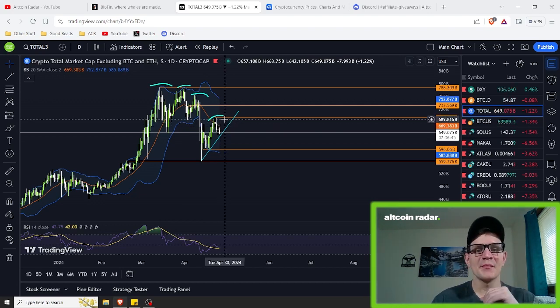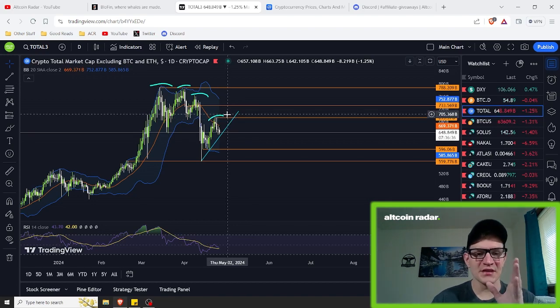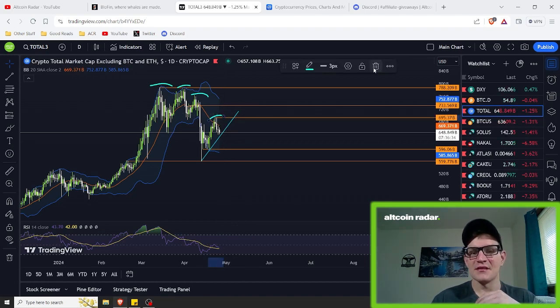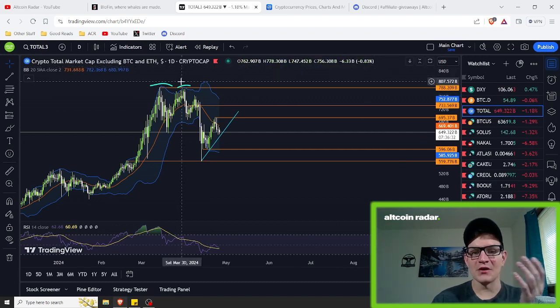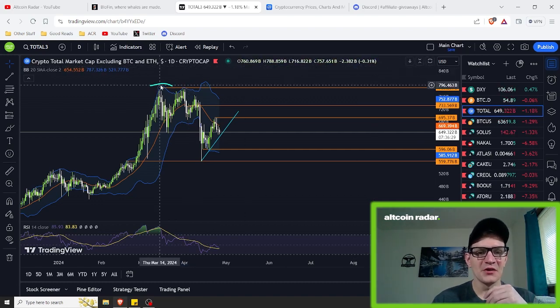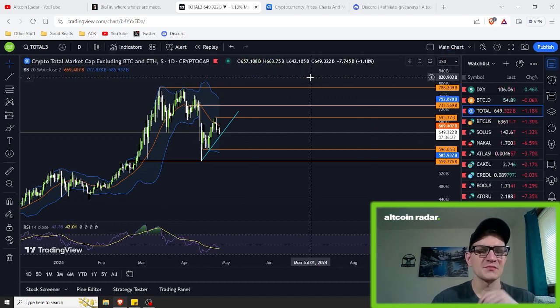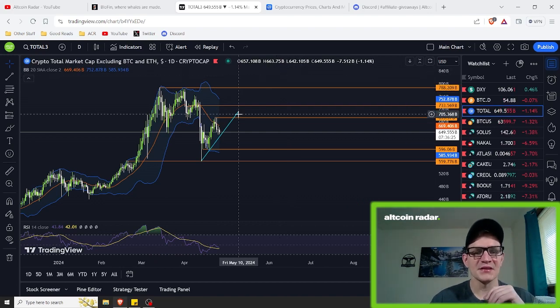And if that happens, then I'm going to be looking for a major confirmation of breaking through this $695 billion level and continuing to the upside. If that happens, then we could be off to a potentially good price upwards movement with altcoins, which would be very, very nice to see, obviously.